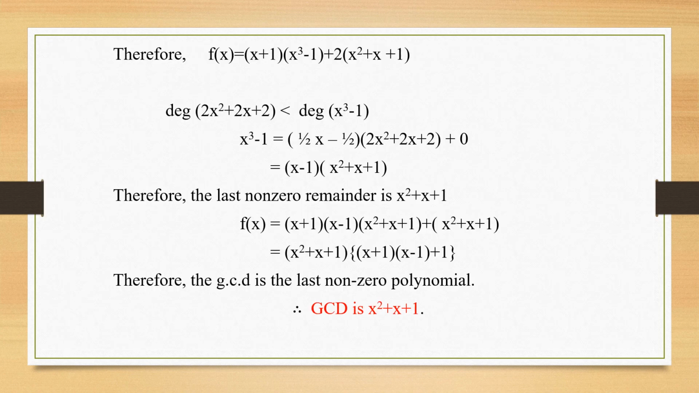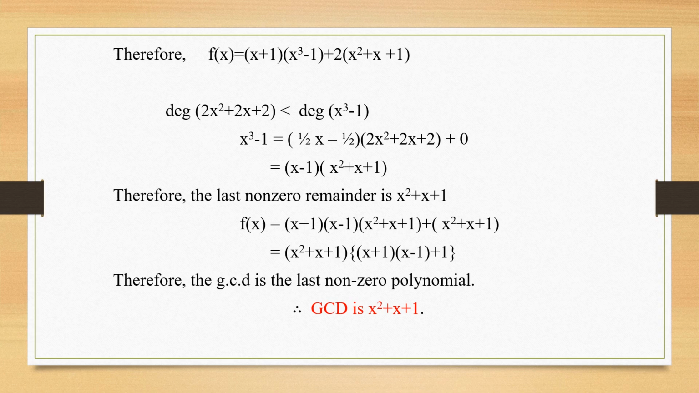Now therefore f of x, how do I write f of x? The product of the quotient into the divisor plus the remainder. This was the first division. Now the degree of this is less than the degree of the divisor. So x minus 1 is, now what will I write for x minus 1? x minus 1 is from the second division. That I will write as the product of the quotient and the new divisor plus the remainder.